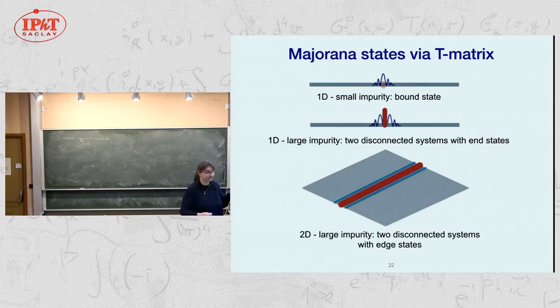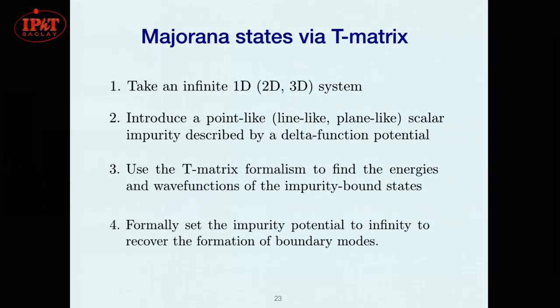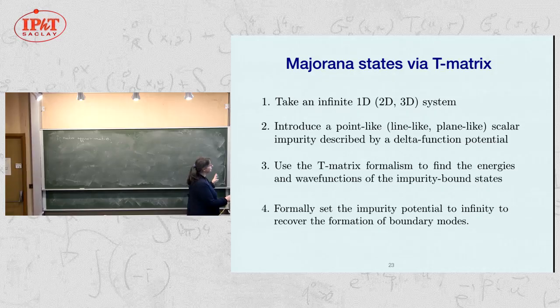So I'm going to show you the T-matrix technique first, and I'm going to give you some examples of how this technique works for 1D and 2D systems. The general algorithm is to take an infinite system, 1D, or that can be 2D or 3D, then introduce the point-like impurity. For the 2D it has to be line-like. For the 3D it can be plane-like, so it works also in 3D. So I can get surface states, not only edge states, in 3D. And this impurity is described by a delta function potential. Then I use the T-matrix formula to find the energy and the eigenfunctions. And then I set the impurity potential to infinity to recover the formation of the boundary mode. Okay, so this is the algorithm.